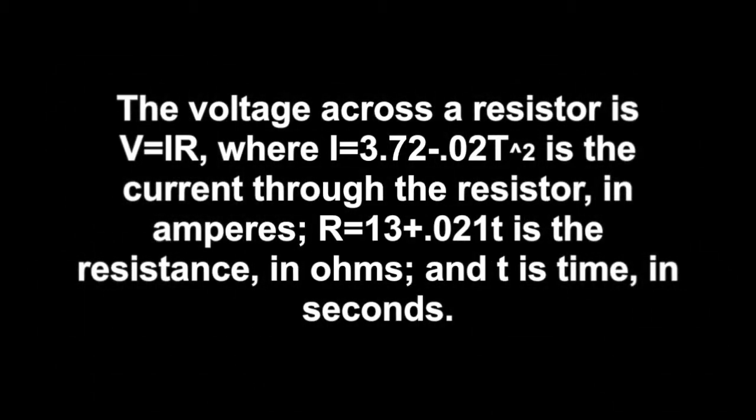The question that we are dealing with today is a rate of change question in terms of derivatives. The question goes as follows. The voltage across a resistor is V equals IR, where I is equal to 3.72 minus 0.02 T squared is the current through the resistor in amperes. R is equal to 13 plus 0.21 T is the resistance in ohms, and T is time in seconds.